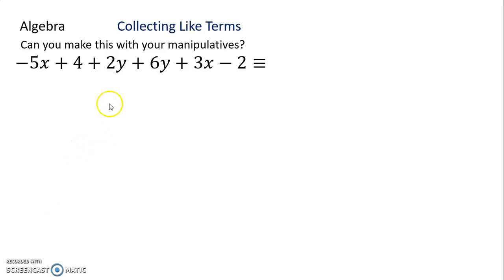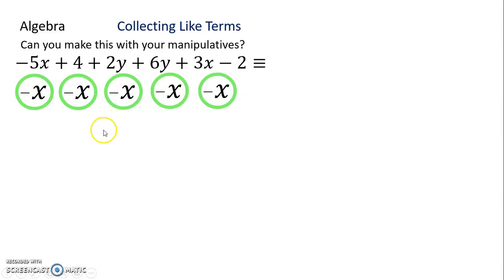And our first question is up on the screen. This is different from the questions we were doing in lesson 2 because we now have constants in our sum. So we have a positive 4 and a negative 2, and these are like terms. So I can represent this with counters.